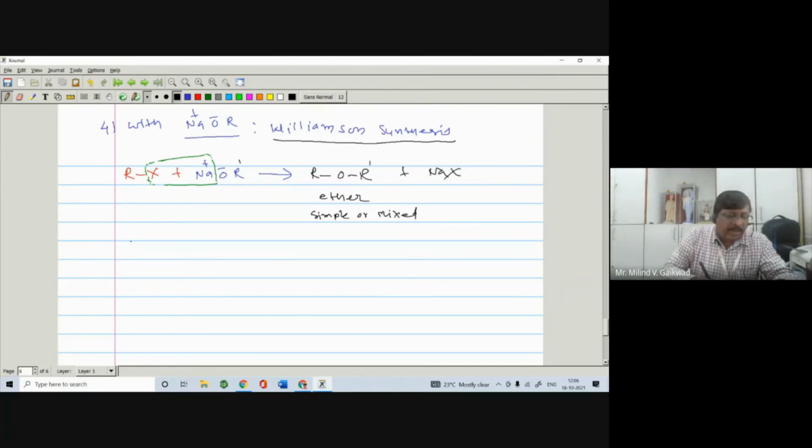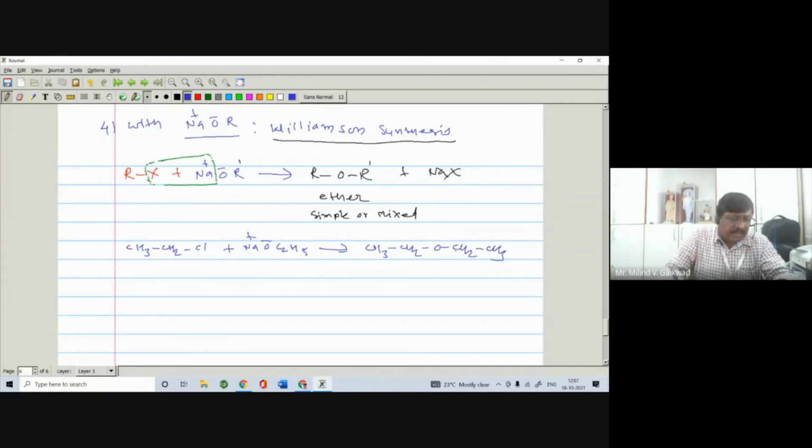So for example, suppose you take CH3CH2Cl and react it with sodium ethoxide, Na plus O minus and C2H5. Both are the same. So you get diethyl ether as a product.